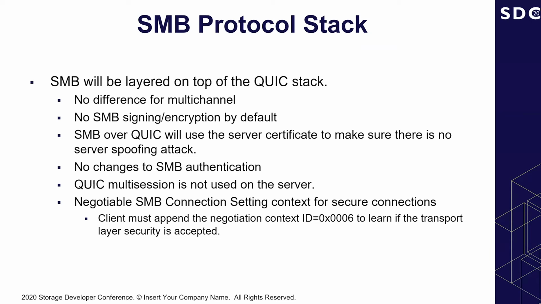With respect to SMB encryption, by default, the client and server, during negotiation, agree to use the transport layer encryption. This tells the SMB client and server to not do SMB encryption even when the share is marked encrypted. So by default, they accept the encryption that the transport provides. And there are flags to override if users want to use SMB encryption on top of QUIC encryption.